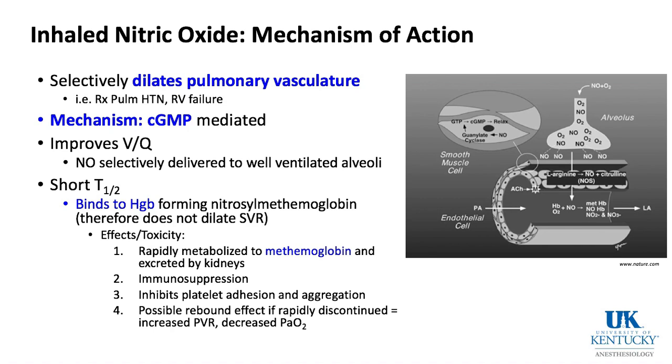So it's inactivated by hemoglobin, and it's rapidly metabolized to methemoglobin. Nitric oxide can have an immunosuppressive effect. It can inhibit platelet adhesion and aggregation. And if you start nitric oxide at 20 to 40 parts per million in a patient, don't just stop it rapidly if they've been on it, but usually slowly reduce it, because you can get a rebound effect in pulmonary vascular resistance, an increase in pulmonary vascular resistance, and obviously the right heart would not like that.